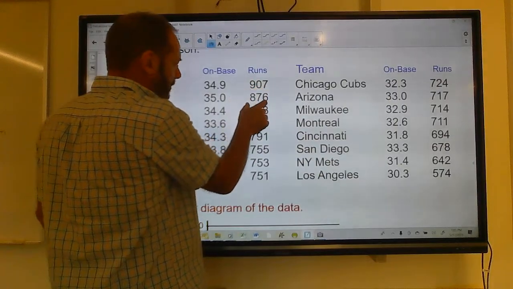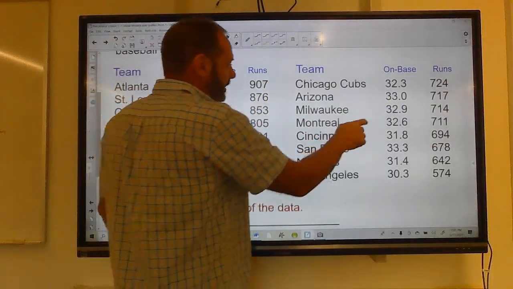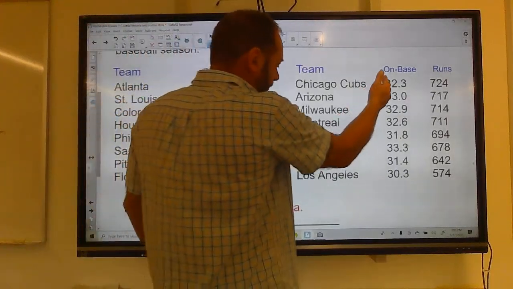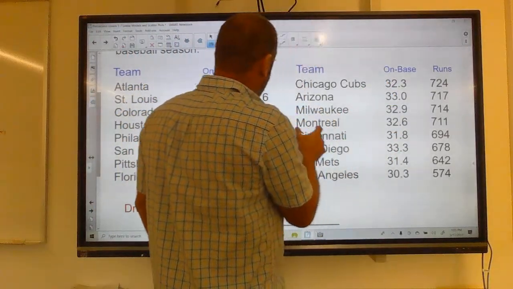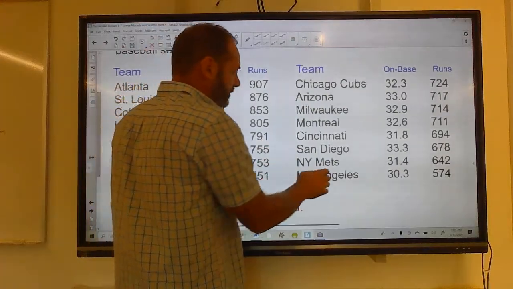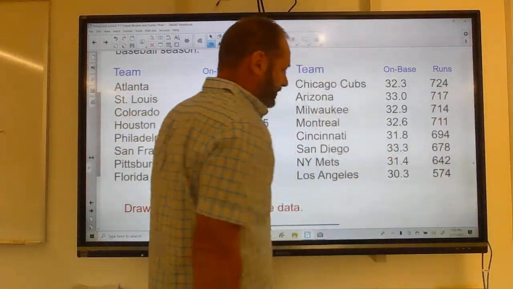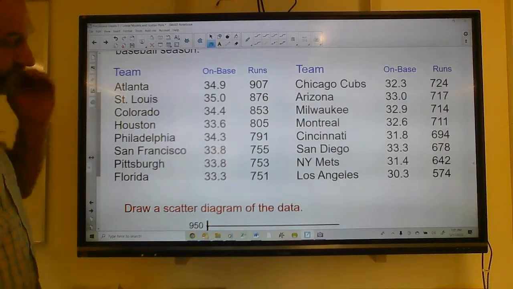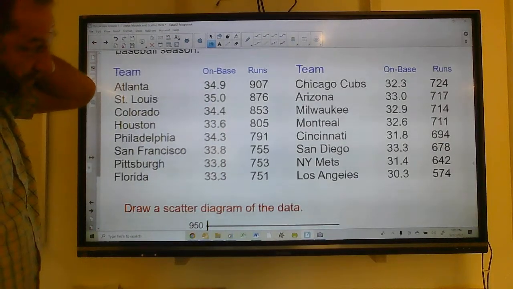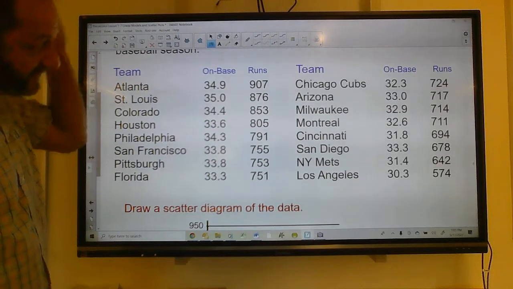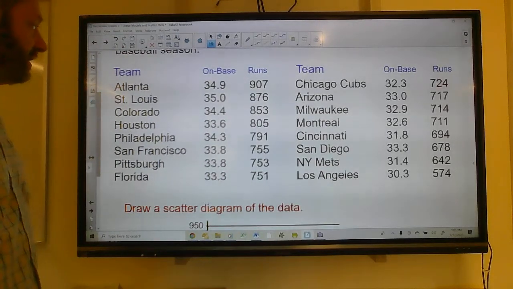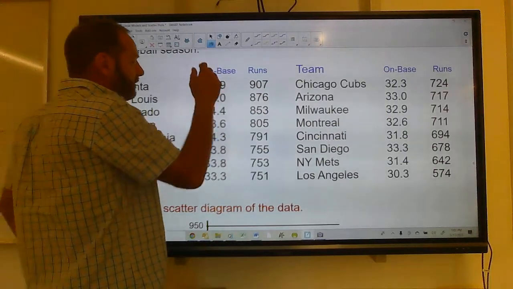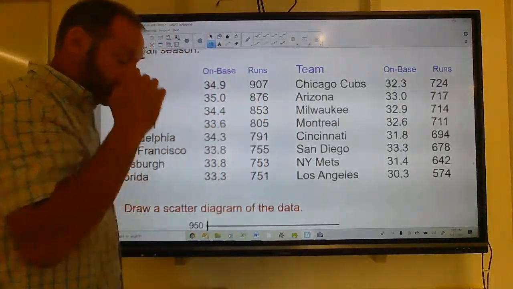Number of runs scored. Okay, you can see as the on-base percentage decreases, the number of runs the team scores also decreases. Now, it's not a perfect linear thing, but there's definitely a correlation there. So this would be a positive correlation because the higher your on-base percentage, the higher your run score.